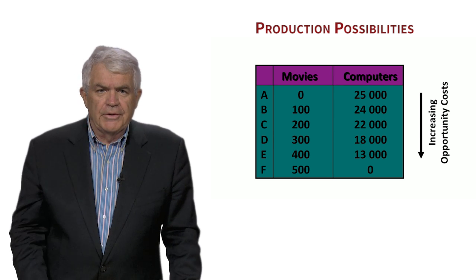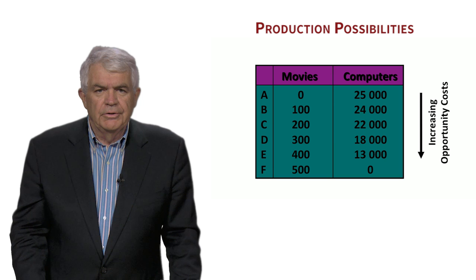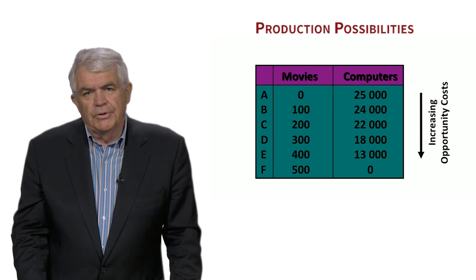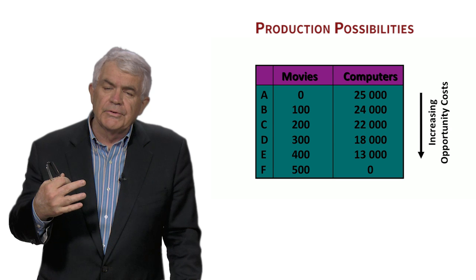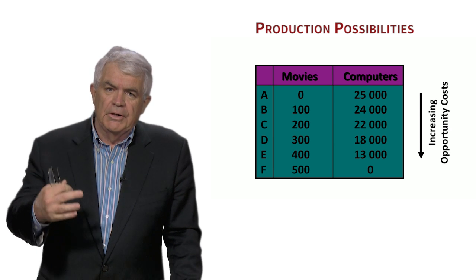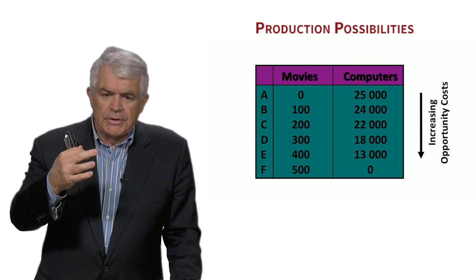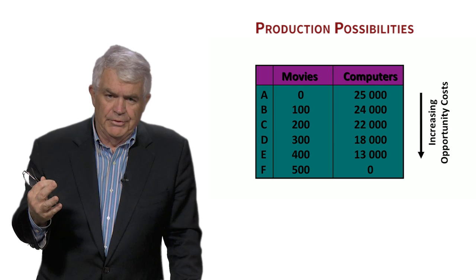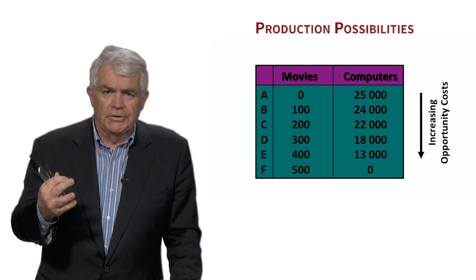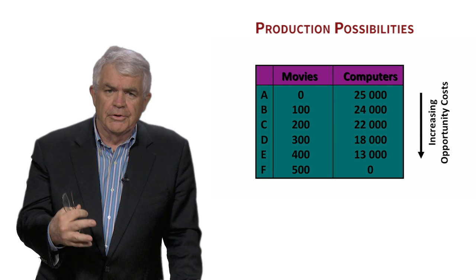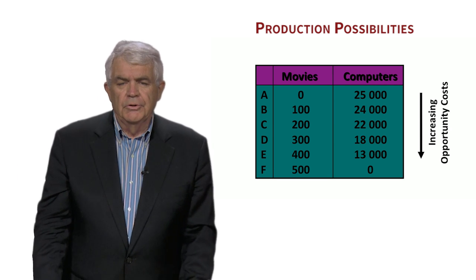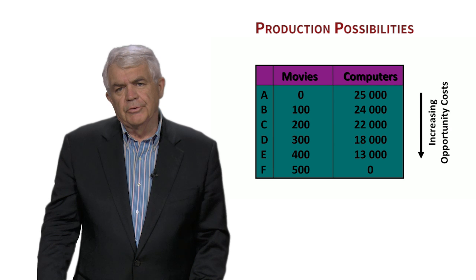You can go further down the table, say 300 rather than 200, and then you're going to have an additional opportunity cost. In this case, you go from 22,000 to 18,000. And you'll just go right down the line. The last idea is you go to producing only movies in this economy, no computers. I know that sounds crazy, but if you go from 400 to 500, it's a huge opportunity cost, 13,000 computers that are not being produced.